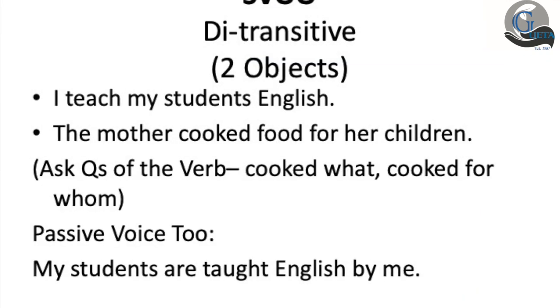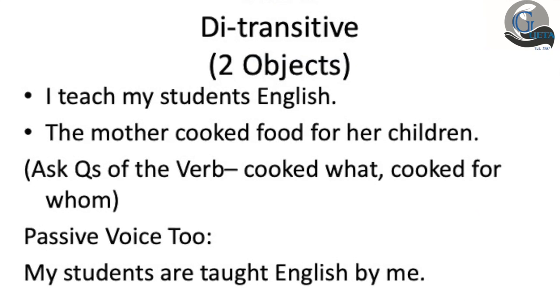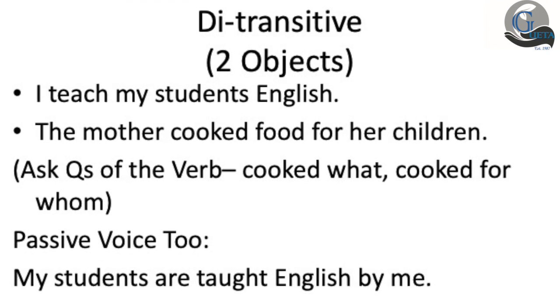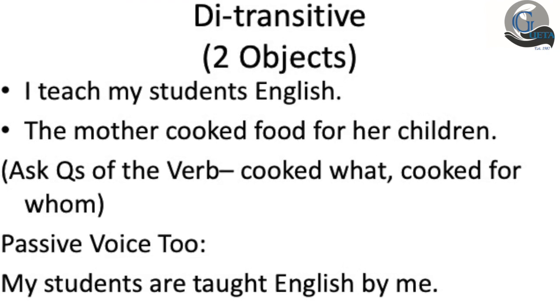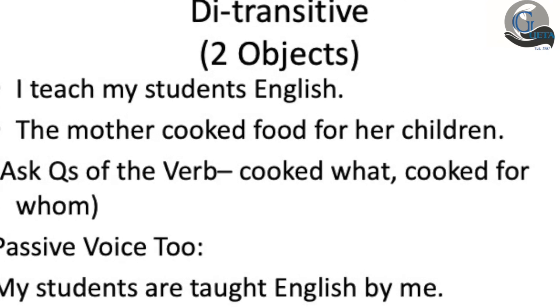The mother cooked a meal for her children. Cooked what? Cooked for whom? Cooked a meal for her children. We can go on and on with examples. SVO and SVOO can both also be in passive form. I think you can do a quick thinking and see how it can become passive.